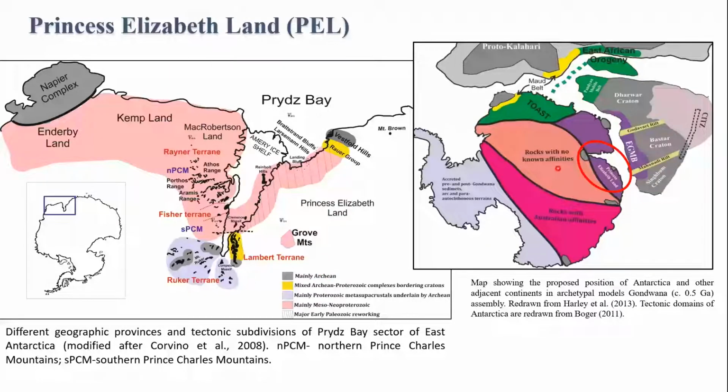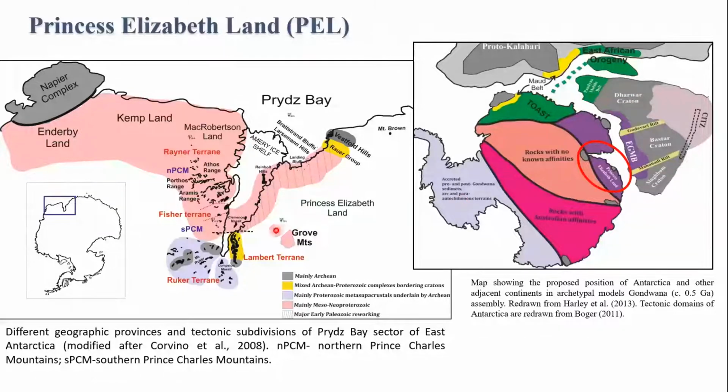Boger et al. divided Antarctica into 4 main categories on the basis of their affinities with the correlatives within Gondwana. So you can see in this figure, the coastal sector has Indian affinity, whereas the interior has no affinity as per today's data.